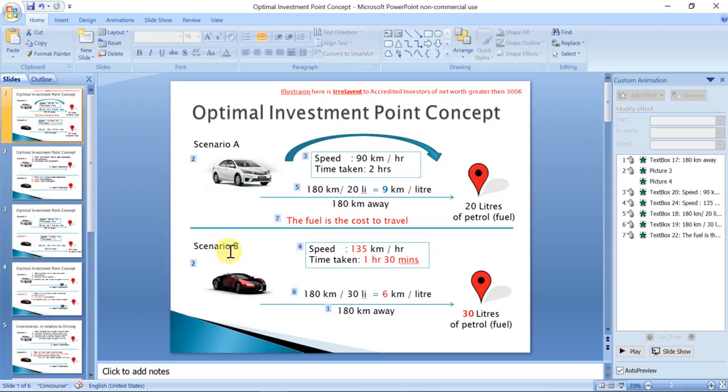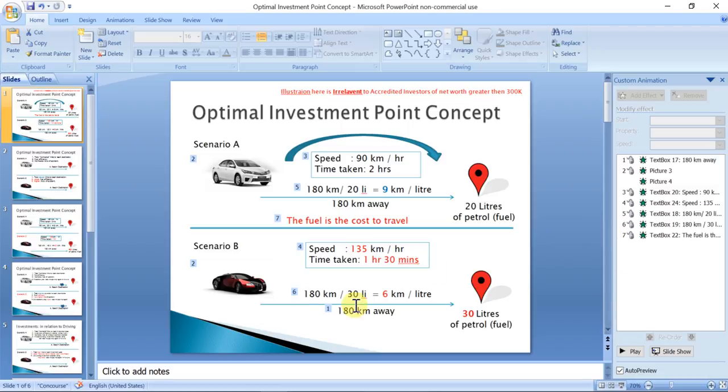Consider you have two scenarios, and you need to travel to a destination which is 180 kilometers away. You can either drive at a speed of 90 kilometers an hour, which will take you 2 hours, or you can drive at 135 kilometers per hour, which will take you 1 hour and 30 minutes. In scenario A, the vehicle consumes 20 liters of petrol, and in scenario B, it consumes 30 liters. With that, we work out that in scenario A, the vehicle is traveling at a fuel efficiency of 9 kilometers per liter, and in scenario B, at an efficiency of 6 kilometers per liter. In both cases, the vehicle reaches its destination.